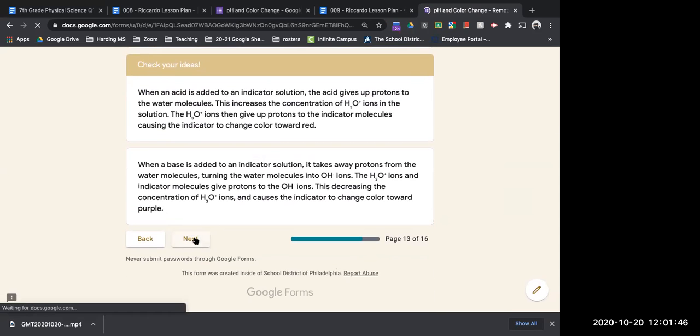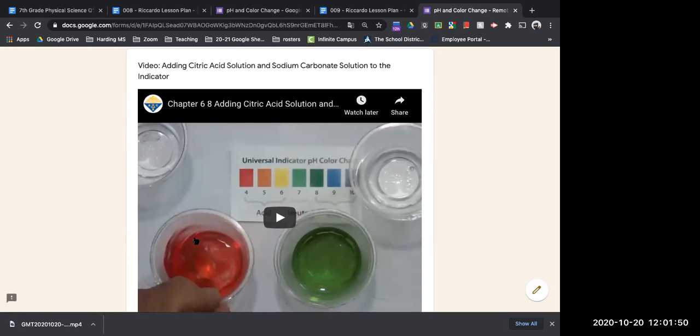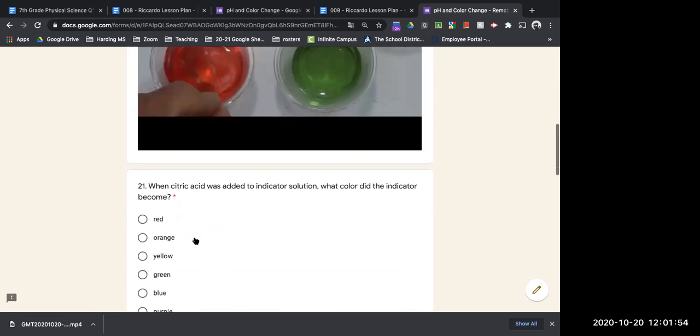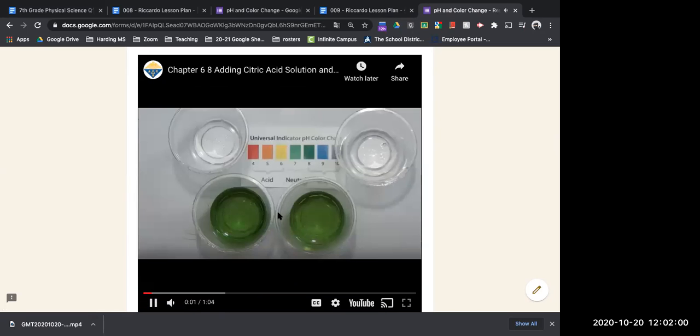Yeah, we're good. All right, adding citric acid solution and sodium carbonate solution to the indicators. So what colors are they going to go? Let's do this. The cup at the top left contains citric acid solution. The cup at the top right contains sodium carbonate solution, which is a base. We have green universal indicator in the two cups at the center.